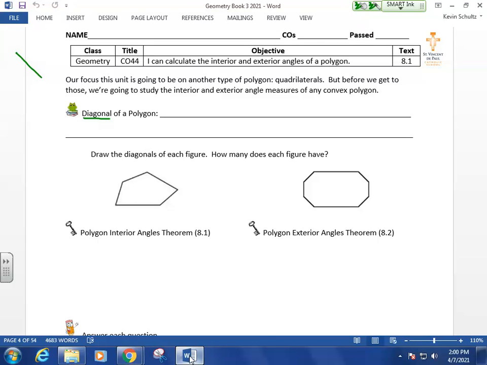Yes. Straight line across a figure. Okay, essentially yes. A diagonal connects two non-adjacent vertices of a figure. Okay? A diagonal connects two non-adjacent vertices of a figure.